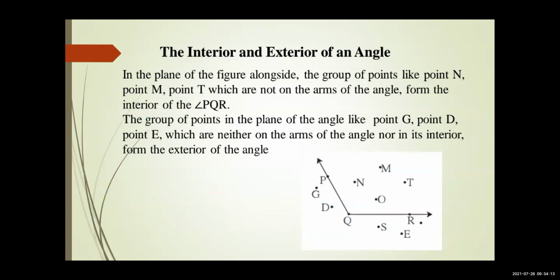Now, it is not mentioned over here, but there are also points on the arms of an angle. Which are the points on the arms? Very good: point P, point Q and point R. These are the points which are on the arms. I hope you have understood what is the interior and exterior of an angle.